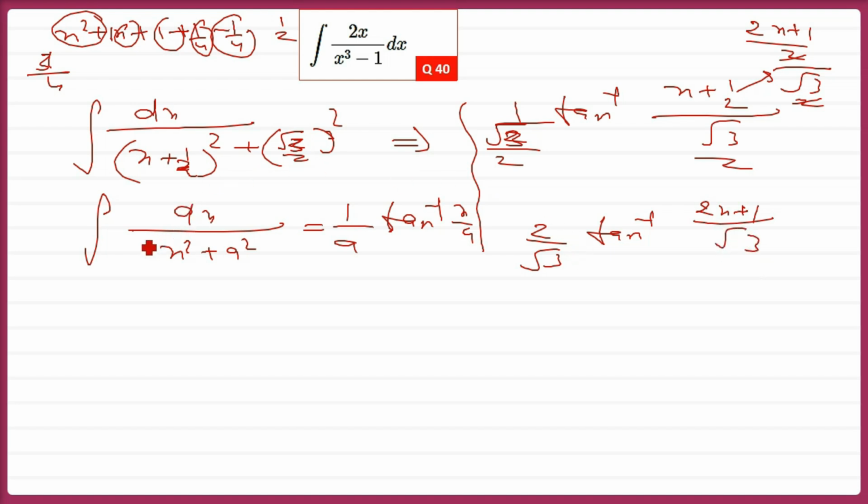Now this was your third term. If you remember, the first term was 2/3 log modulus of x minus 1.